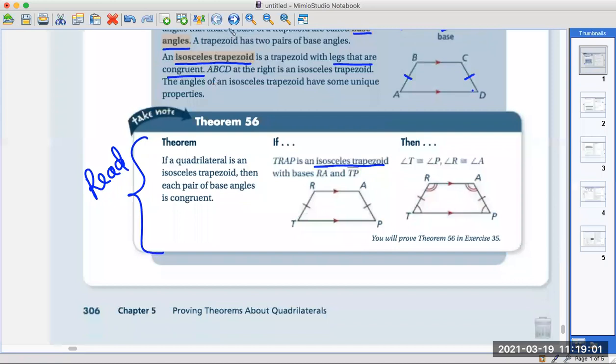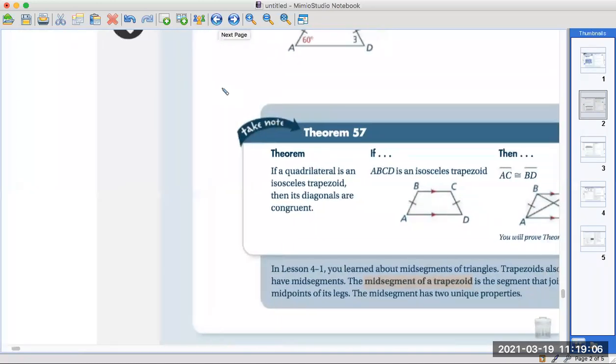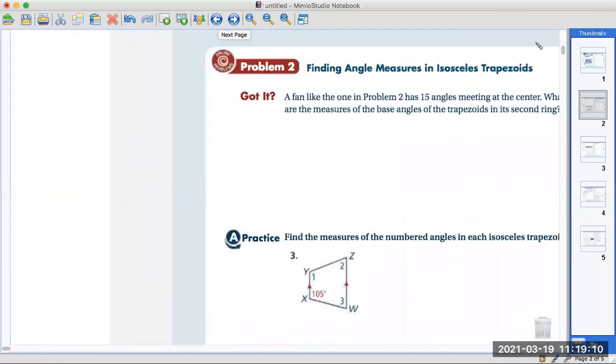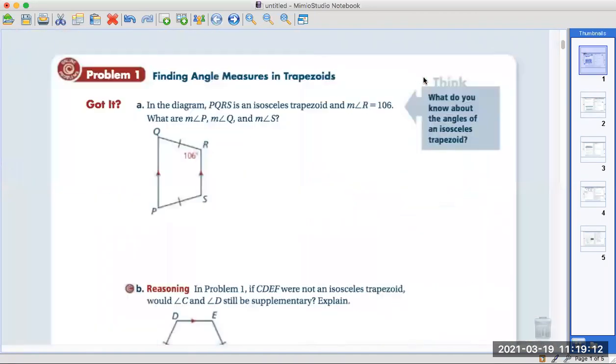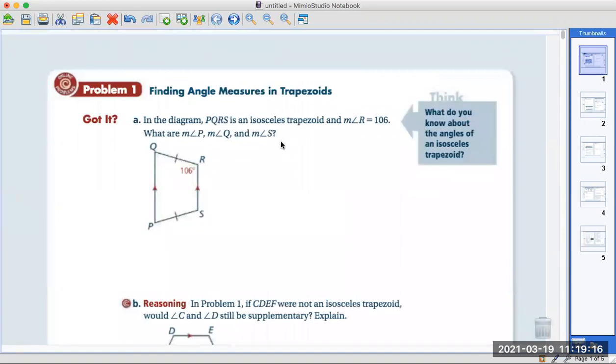So that was page 306. Then we are, nope, made a mistake. We're staying on this side. We're now on page 307, the top. Okay, finding angle measures in trapezoid. Look at the picture. It's tilted sideways. So it's still two bases. These are the bases, and these two are the legs. It's just flipped up. Do you see?